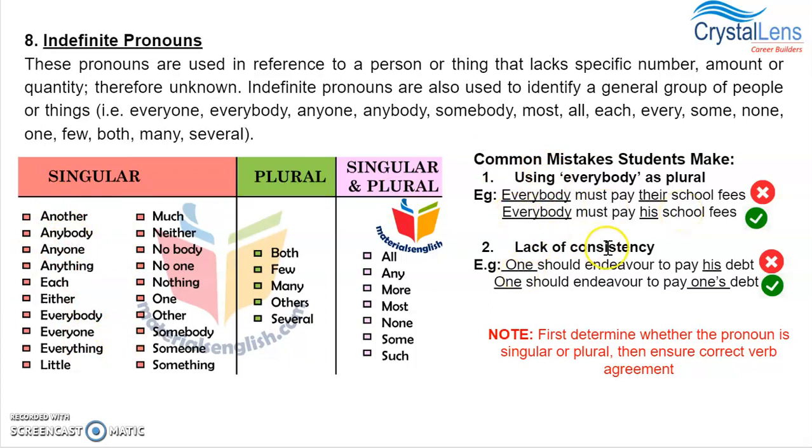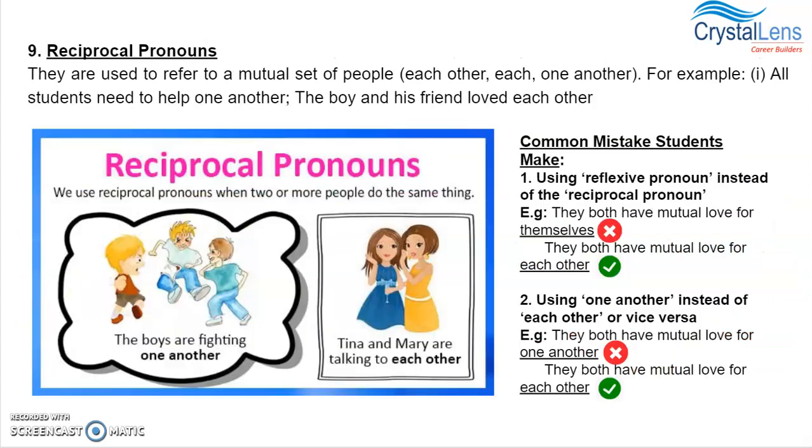Another mistake is lack of consistency. This is very common in exams where you see one should endeavor to pay, this sounds more appropriate. One should endeavor to pay his school fees. It sounds nice. However, you must ensure consistency when you're using indefinite pronouns. So this should be one should endeavor to pay one's debt. So whatever the sentence is, so long as you have started with one, you should also go ahead and complete it that way. The ninth one, which is the last one, is called reciprocal pronouns.